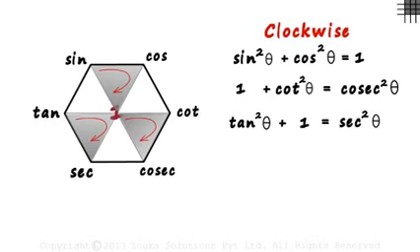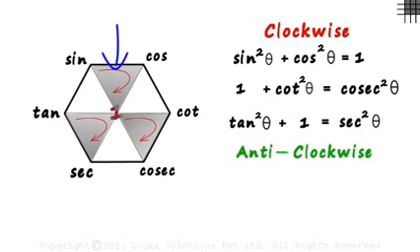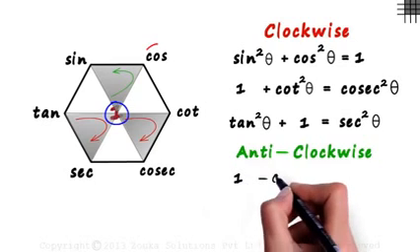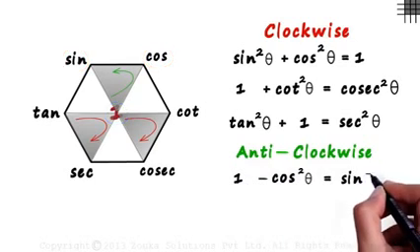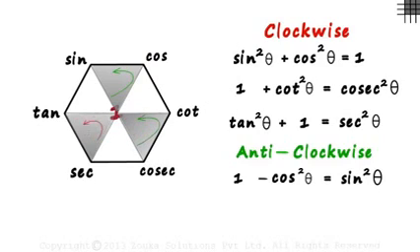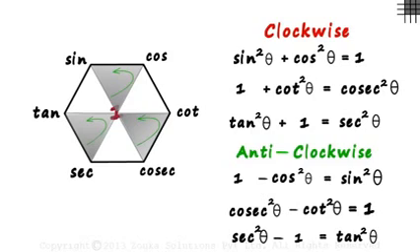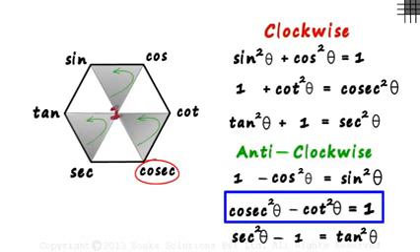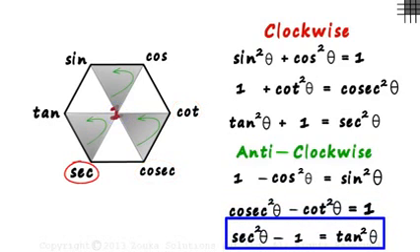Amazing, isn't it? This arrow can also be drawn anti-clockwise from the bottom of the triangle, like this. The only difference with anti-clockwise is that there will be a minus sign before the second term. So it will be this squared minus this squared equals this squared. So we can say that 1 minus cos squared theta will equal sine squared theta. Similarly, if these two also became anti-clockwise, we get two more results. Cosec squared theta minus cot squared theta equals 1. And sec squared theta minus 1 equals tan squared theta.